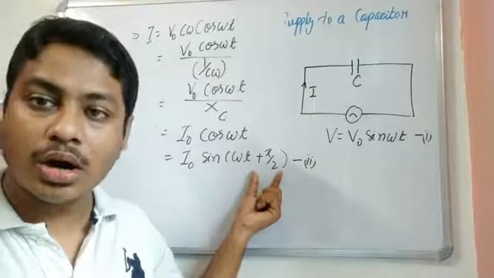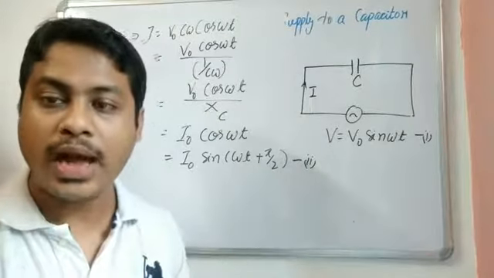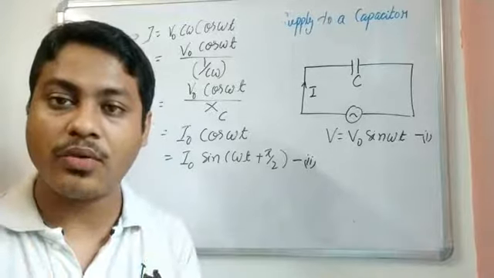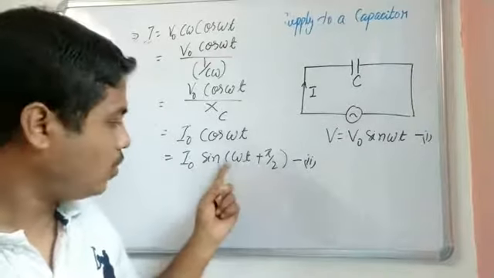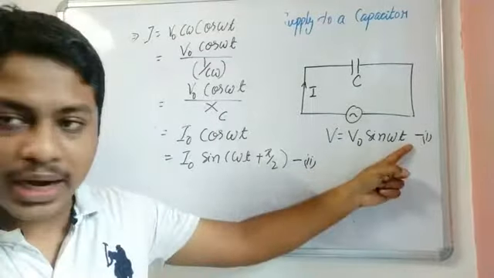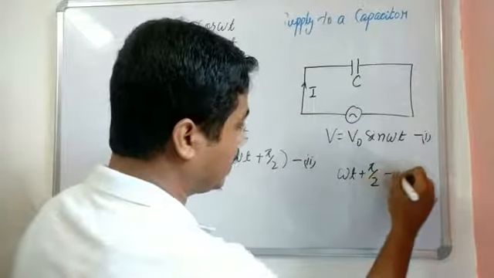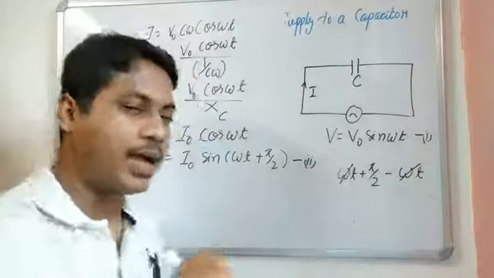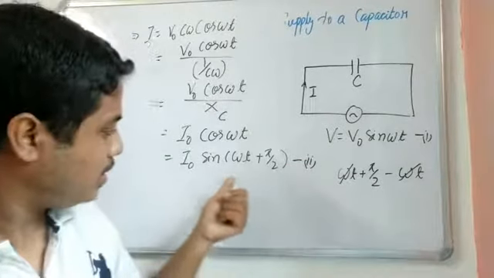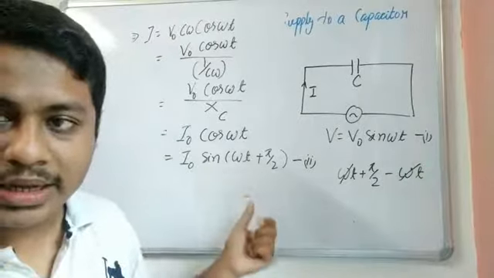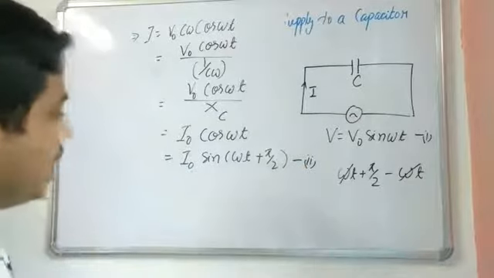That means your current is leading the voltage by pi by 2 and has a phase difference of pi by 2. Phase difference means the difference in the angle. Like omega t plus pi by 2 minus omega t, if you do, so omega t and omega t will be cancelled, and the phase difference will be pi by 2, and the current is leading by this pi by 2. Let us now draw the phasor diagram. That will be more clear in the phasor diagram. Let us see the phasor diagram now.